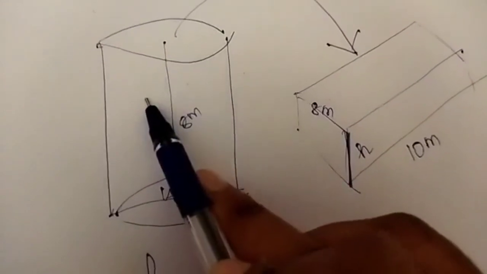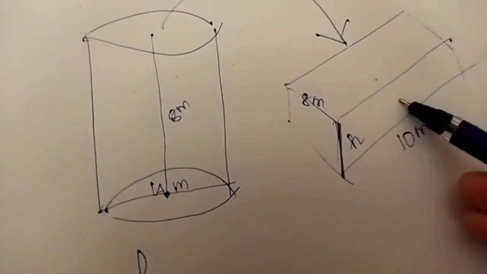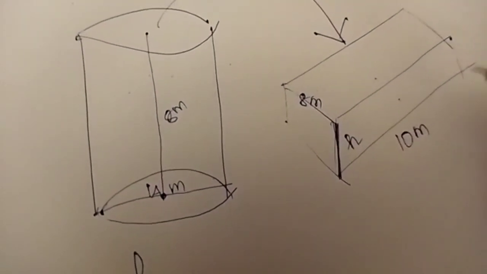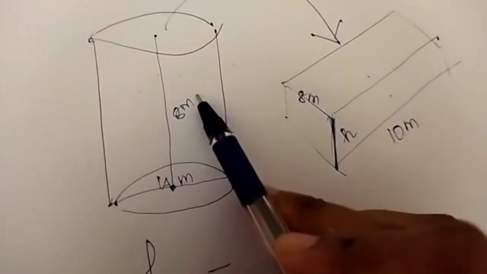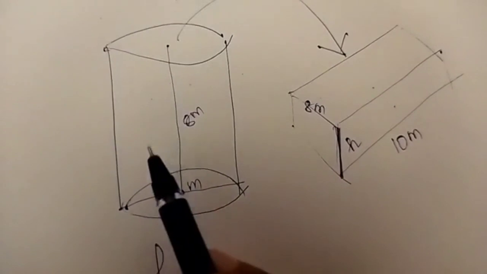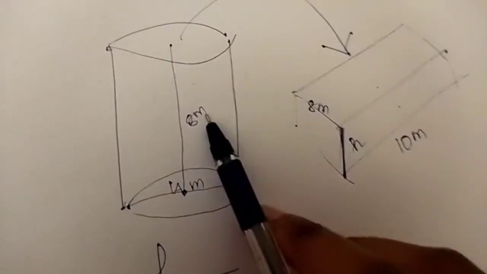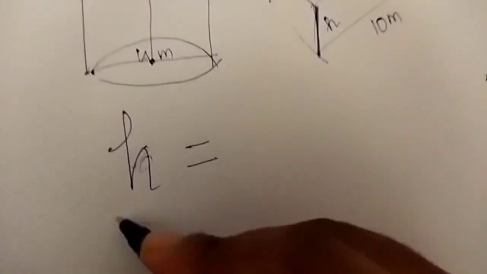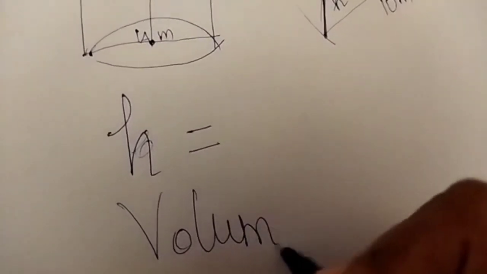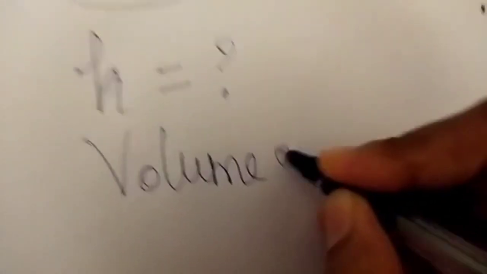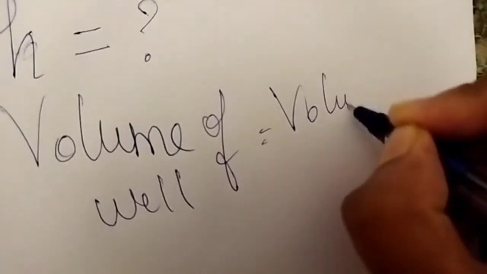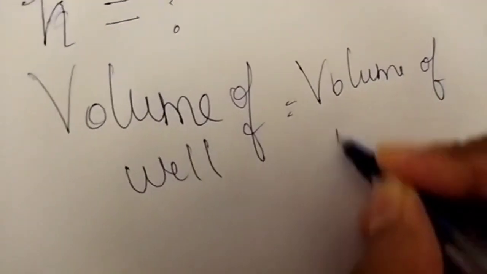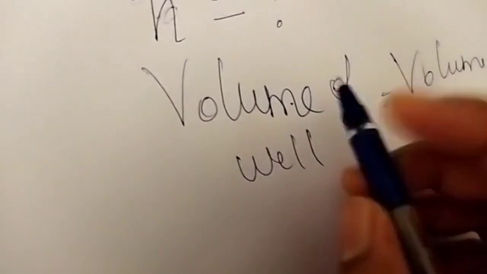The volume of the well is equal to the volume of the earth spread out on the rectangular plot. So both the volumes are the same. Volume of the rectangular plot is equal to the volume of the well. So if I use that formula, volume of well is equal to volume of plot. The well is in the form of a cylinder.